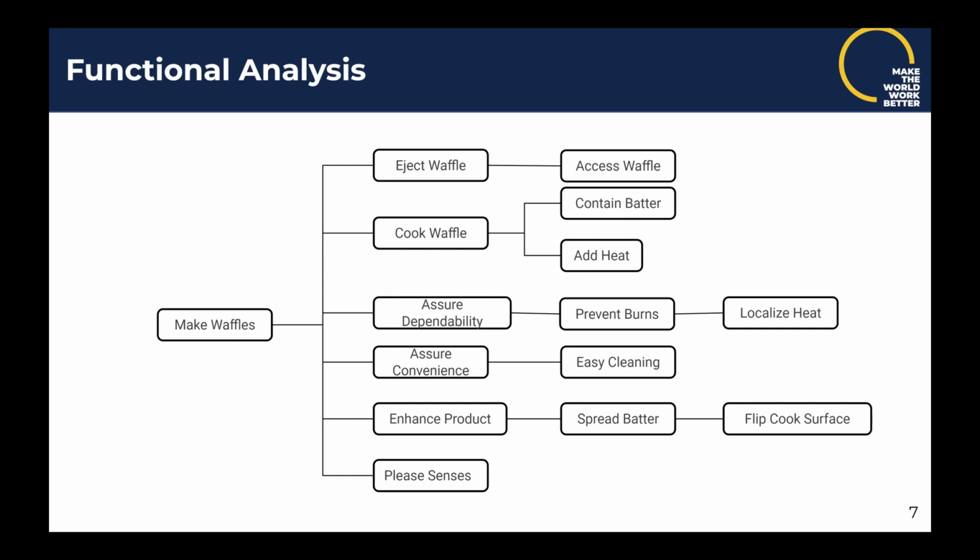So here you can see the FAST diagram of the waffle maker. The main task function is to make waffles, and then we have the basic functions to eject and cook waffles. The sub-function we have for ejecting waffles is to be able to access the waffle, and the sub-functions for cooking waffles are to contain the batter and add heat. We also included the primary supporting functions of assured dependability, assured convenience, enhanced product, and pleased senses.